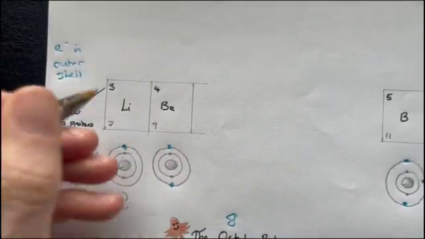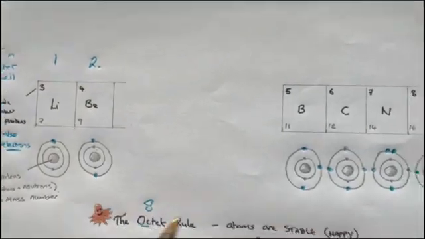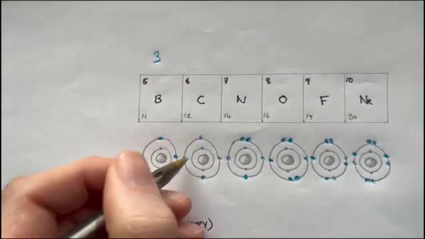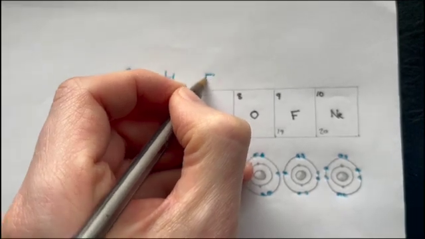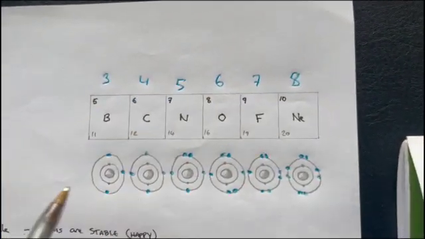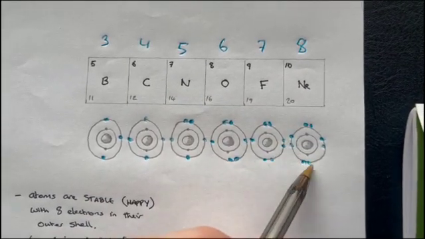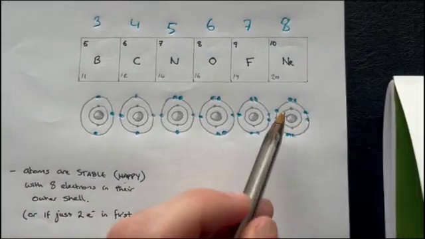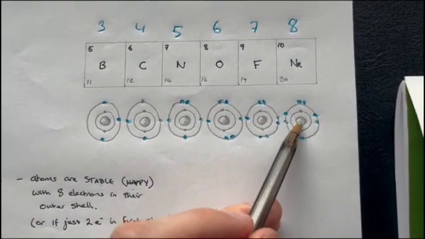Here we have 1 electron in its outer shell, 2 electrons in its outer shell. Here we have 3, 4, 5, 6, 7, and 8. And as you can see here for our neon, it has 8 electrons in its outer shell. Therefore, it is stable and happy. And so this is the ideal configuration that atoms want to achieve.